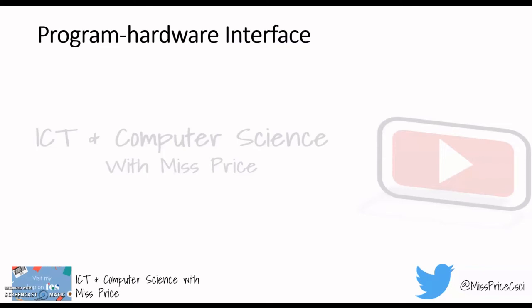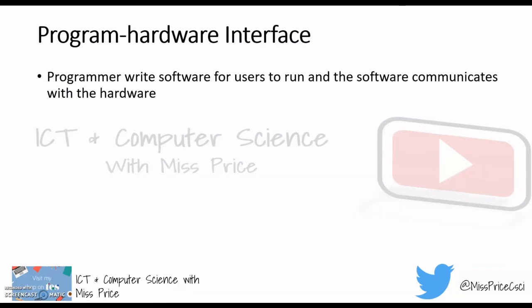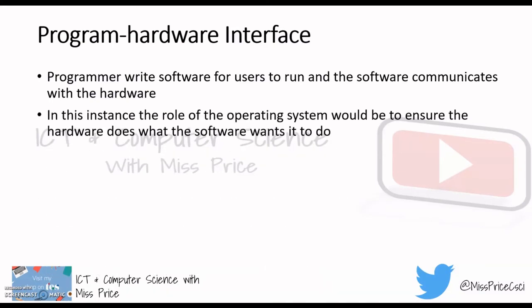Now, programming hardware interfaces. Now, these are slightly different. So, a programmer writes software for users to run and for software to communicate with the hardware. So, in this instance, the role of the operating system would be to ensure that the hardware does what the software wants it to do. Okay, to make sure that they are communicating, because I'm sure you can agree there's nothing more frustrating than when you're pushing a button or trying to do something and it doesn't work.